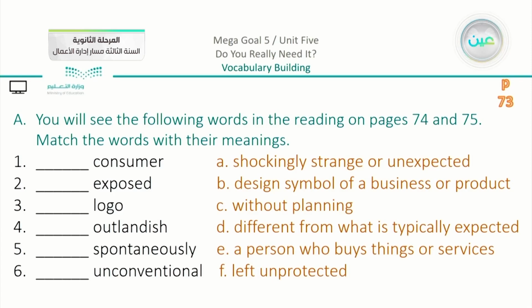We have the first one, shockingly strange or unexpected. We have B, design symbol of a business or a product. We have C, without planning. We have D, different from what is typically expected. E, a person who buys things or services. And we have F, left unprotected. So if you do know any of these words and the meanings, you can match. If you don't, we are going on with our lesson.